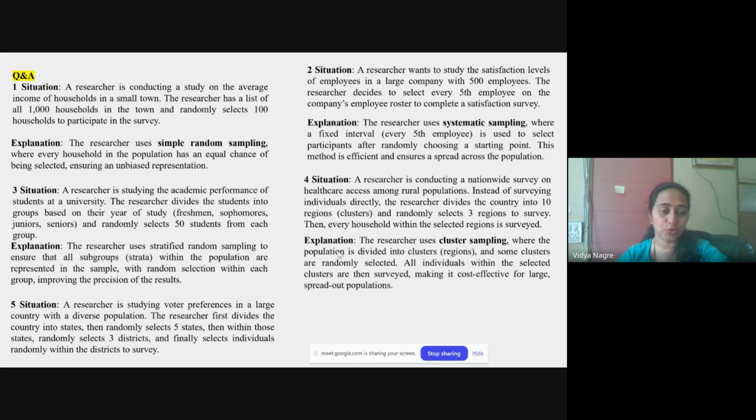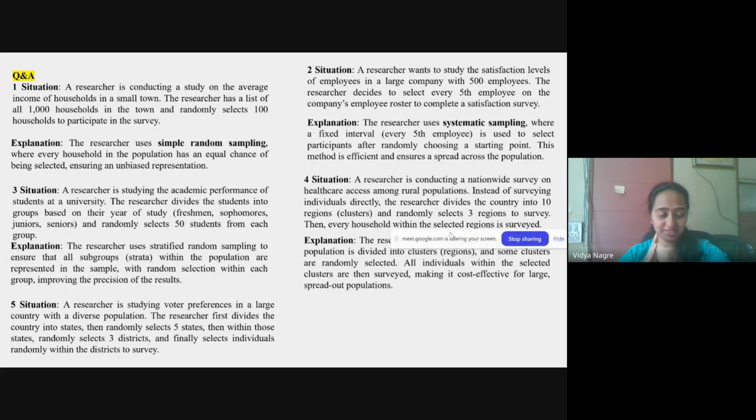Now we have the fifth situation. A researcher is studying voter preference in a large country such as India with a diverse population. The researcher first divides the country into states, which we already have, then randomly selects 5 states. Then within those states, randomly selects 3 districts, and finally randomly selects individuals within the district to survey. What's the answer?